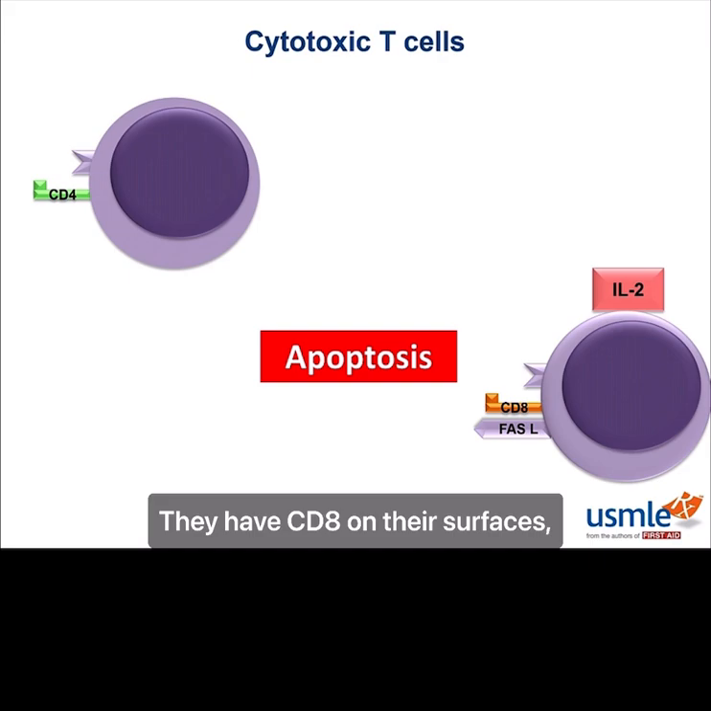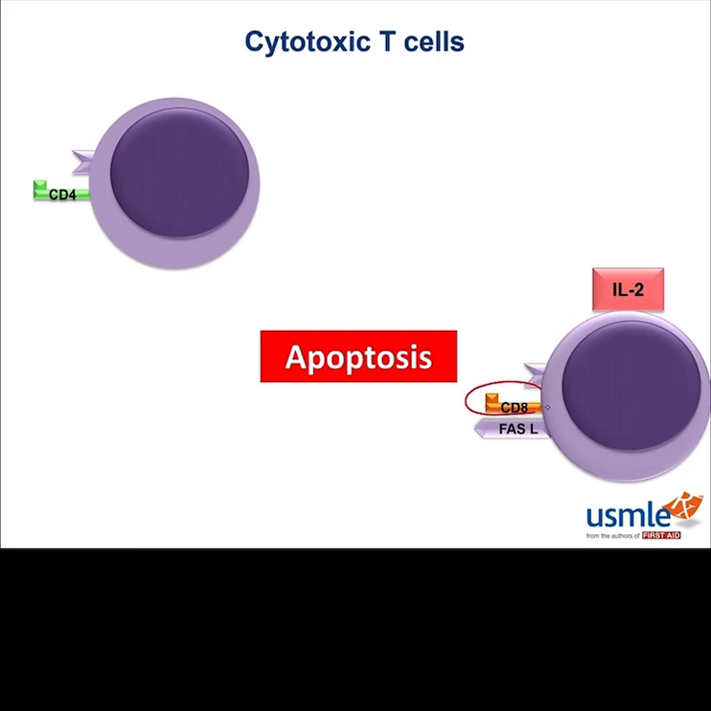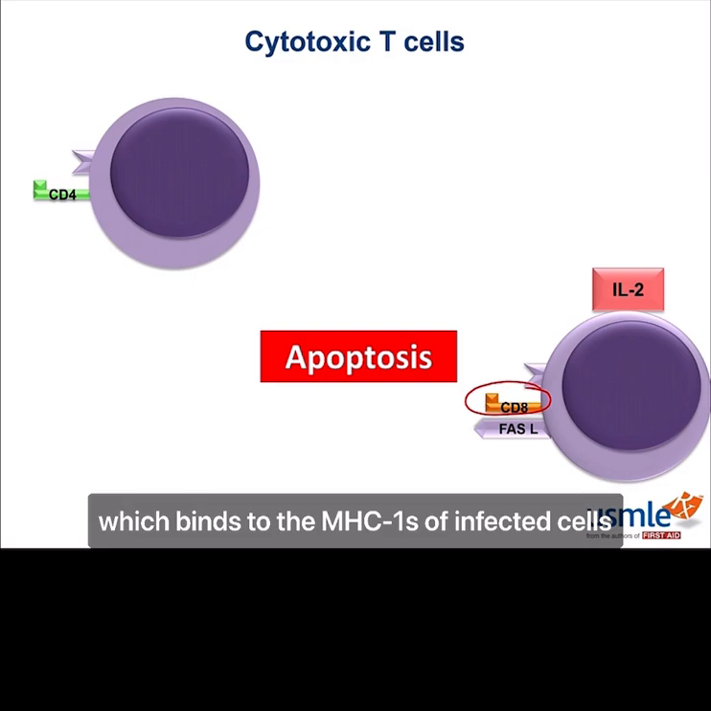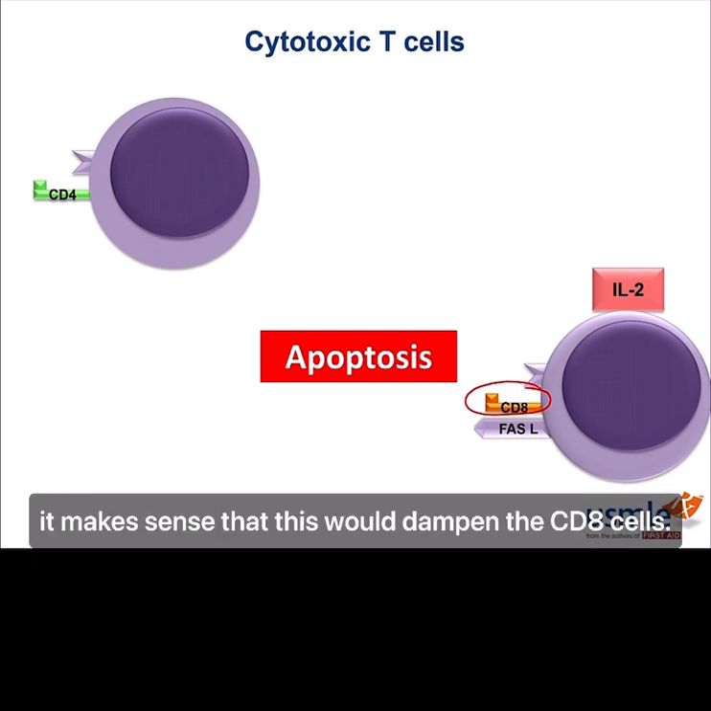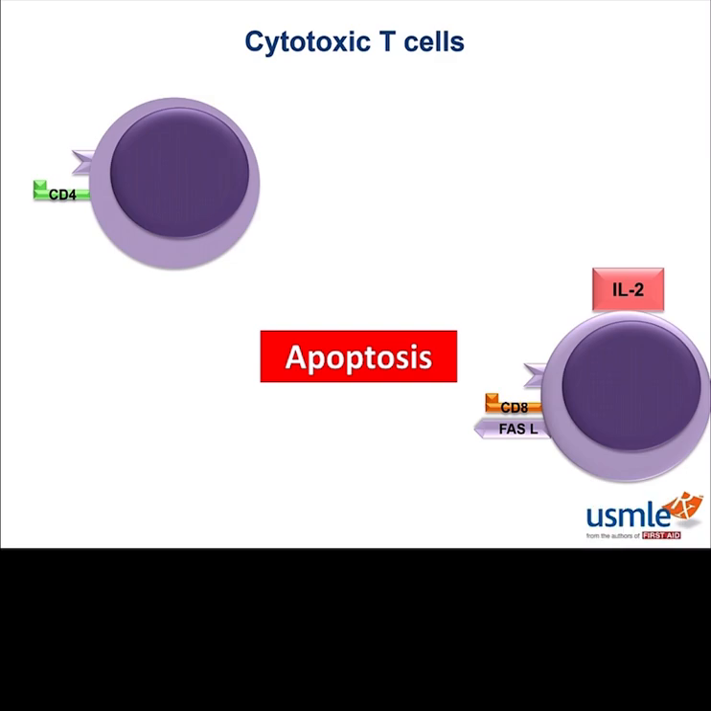They have CD8 on their surfaces, which binds to the MHC1s of infected cells. And since CD4 cells secrete interferon gamma, it would make sense that this would dampen the CD8 cells.